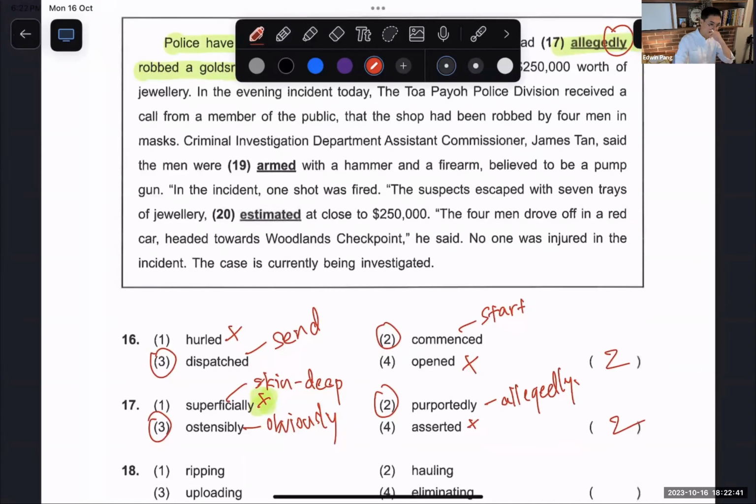Allegedly. So far, are you all doing well for this section? This is traditionally the worst section for most of my students, right? Are you all doing okay for this section? You okay? Claire, stop singing. Are you doing okay for this section?